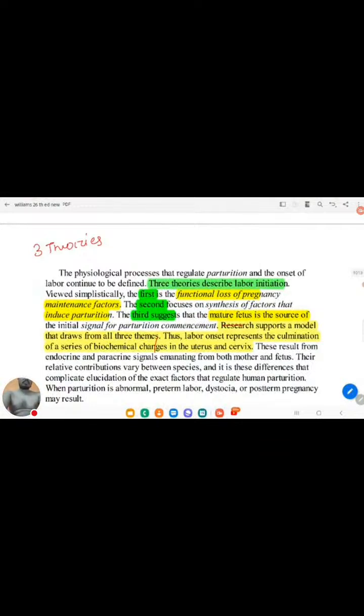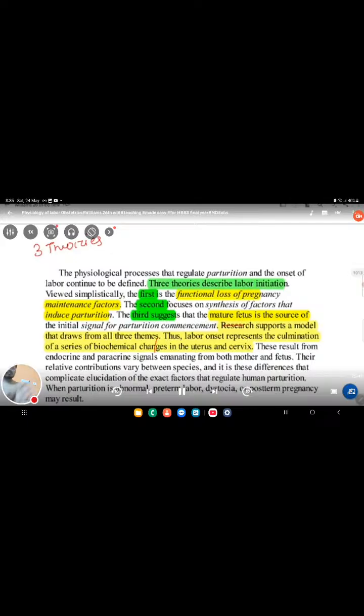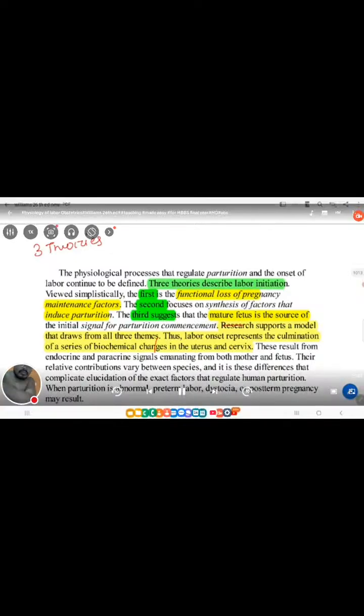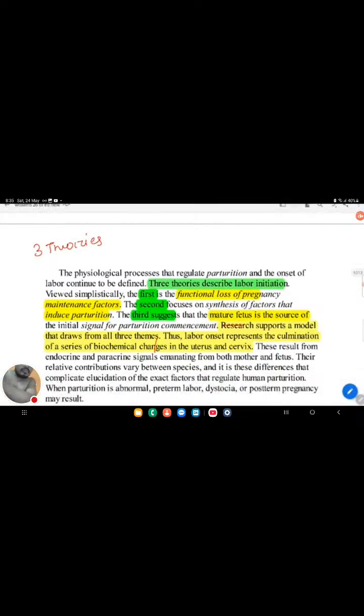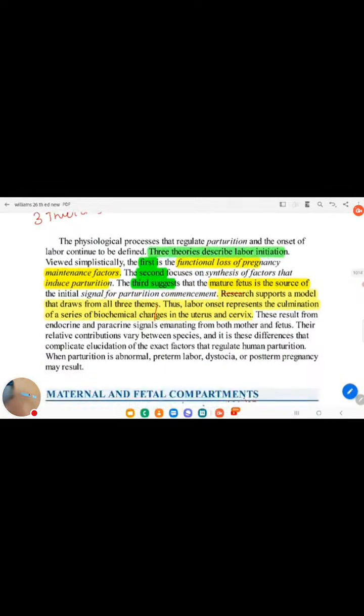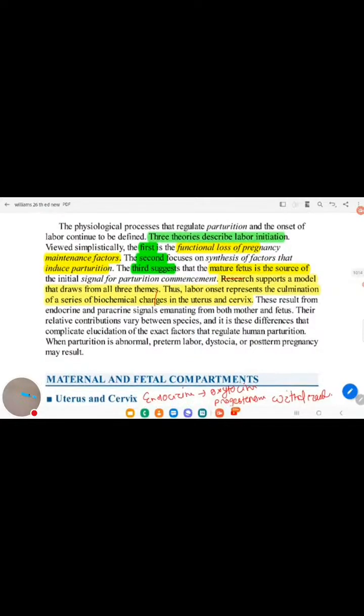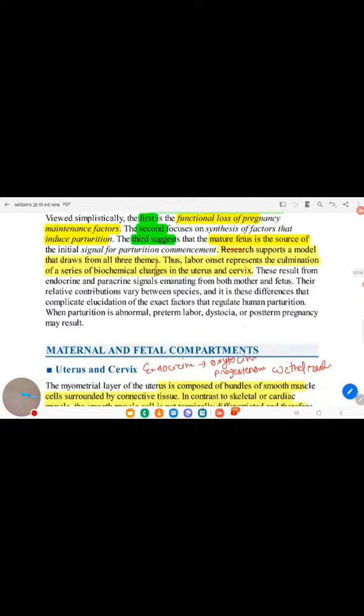The physiological processes that regulate parturition and the onset of labor. Three theories describe labor initiation. The first theory: the functional loss of pregnancy maintenance factors. The second focuses on the synthesis of factors that induce parturition. The third theory suggests the mature fetus is the source of the initial signal for parturition commencement.